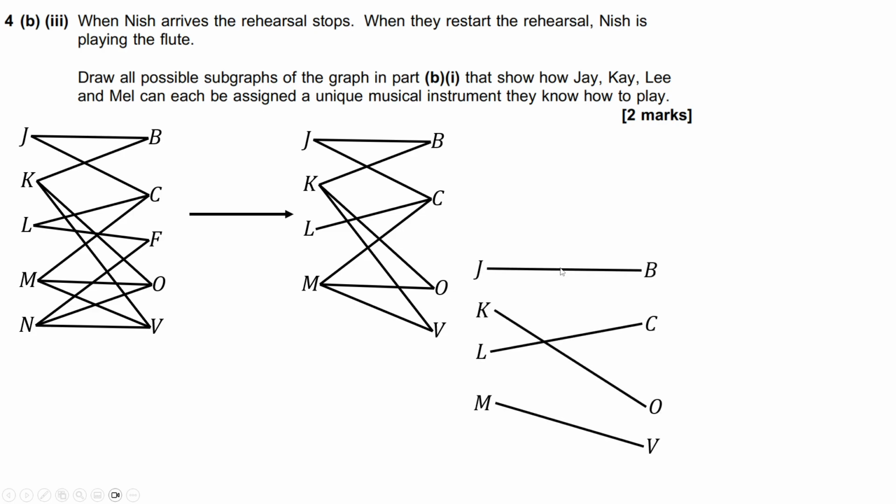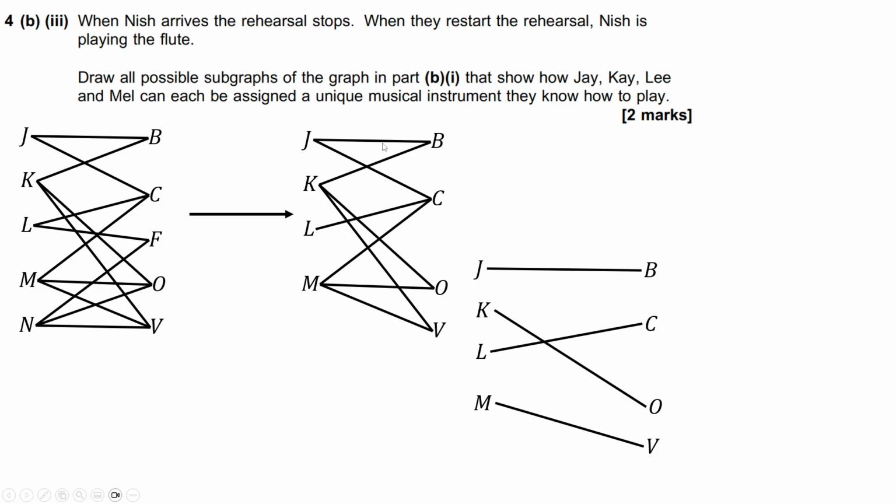Then you could also have this here because J can play either B or C. Let's just say he plays B, in which case K would have to play O or V. Let's say he plays O, which means that L is just going to stay with C because that's the only one it can connect to. L is always going to be playing C, and then M must connect to V because K is already taken and C is already taken by L, so M can't get there.